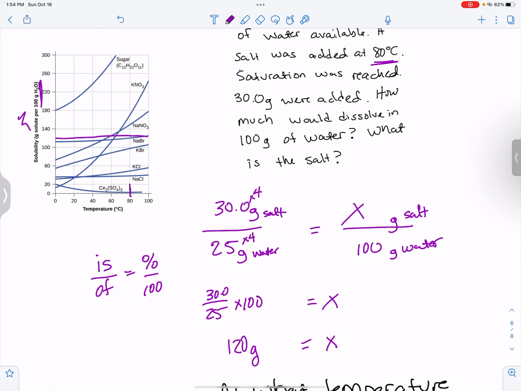And then if I go up with my 80 and go up a bit, the closest one to that value is going to be the NaBr. And of course, this one didn't turn out perfectly, but I would expect that they'd be really, really close. So the salt is NaBr. So that one had a few more steps to the process.